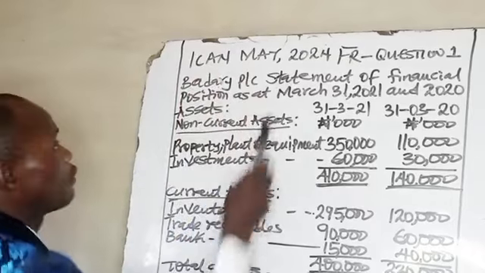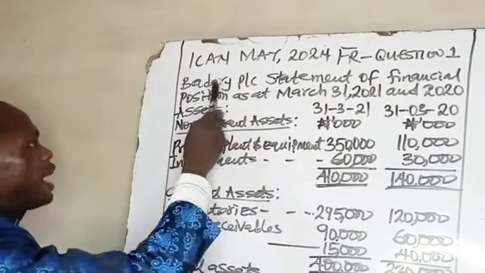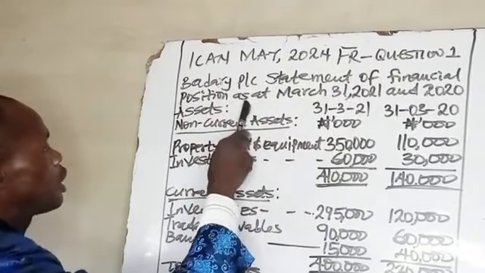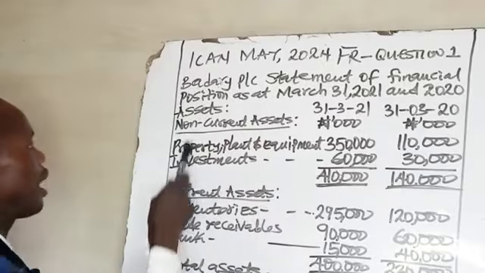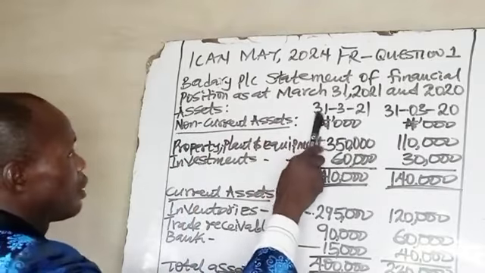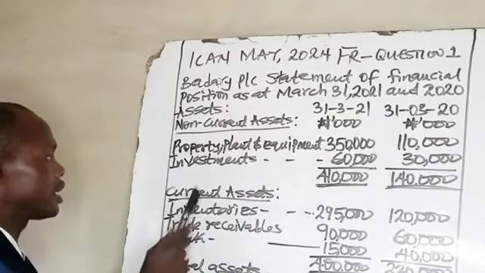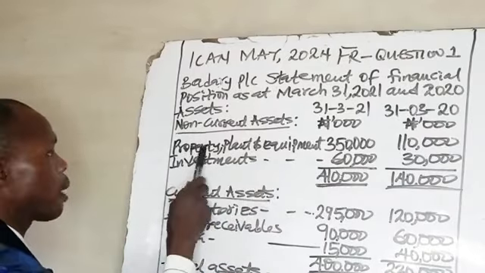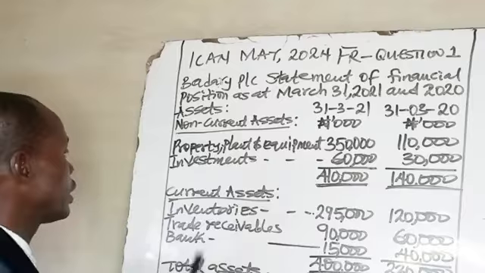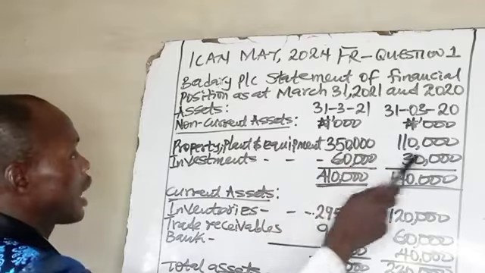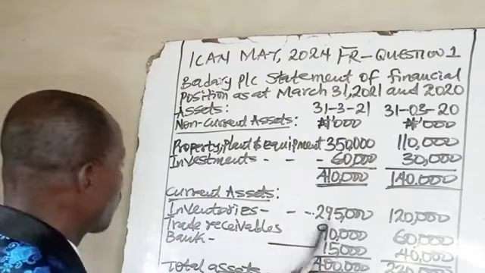ICAN May 2024 Financial Reporting question number 1. Badri PLC's statement of financial position as at March 31st, 2021 and 2020. You have the assets for March 2021 and 31st of March 2020. Non-current assets, amounts in 1,000 naira. Property, plant and equipment 350,000 for 2021 and 110,000 for 2020. Investment 60,000 and 30,000 respectively. The non-current asset totals 410,000 and 140,000.